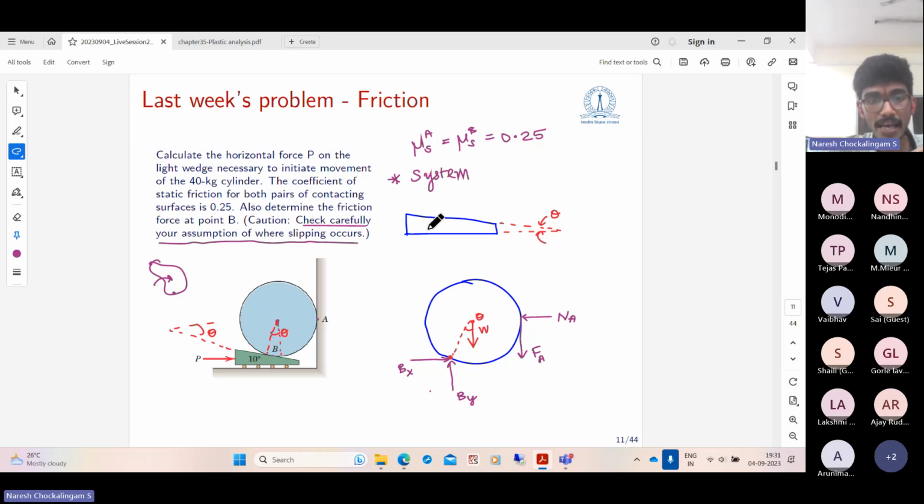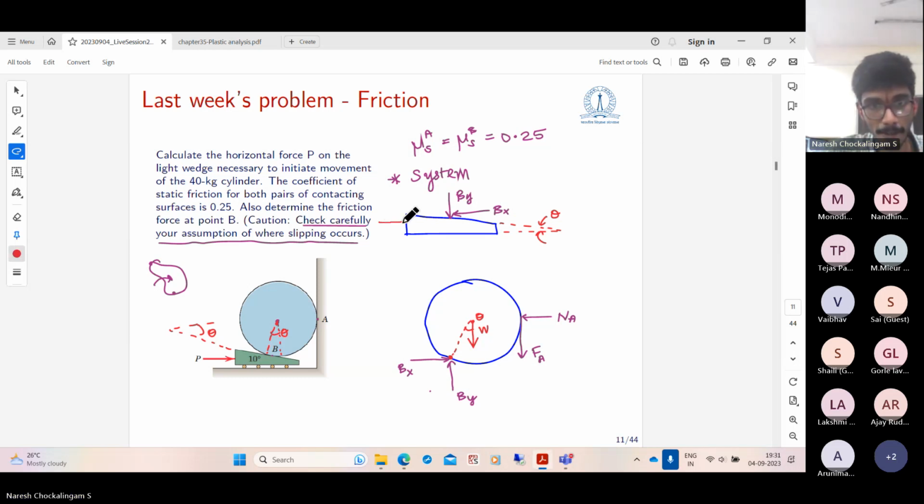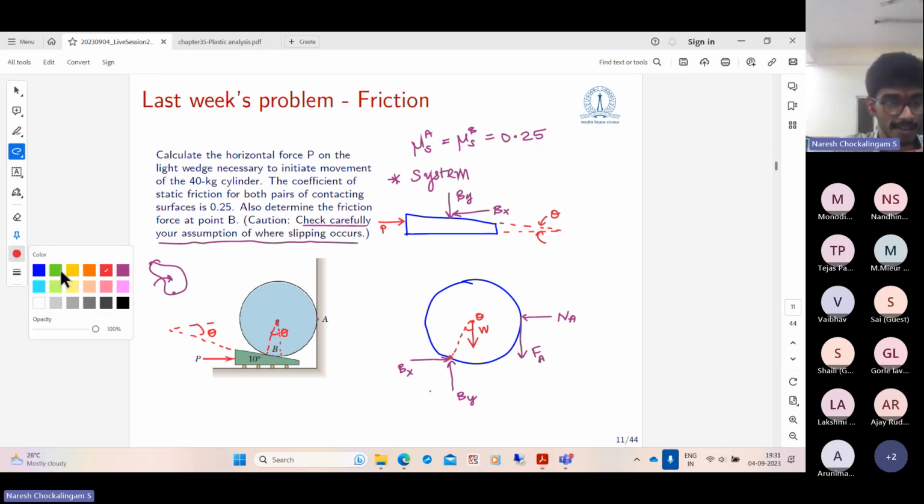Now on the wedge, you should mark equal and opposite forces, right? So By is upwards on the cylinder, which means it should be downwards on the wedge. And Bx is towards the right, so here it will be towards the left. And you also have the applied force P. Let me mark it in red color. Is that all? No, there is also the reaction from the ground. So these are frictionless rollers. You can see the wedge is supported by frictionless rollers. So there is reaction coming from the ground, which we don't know where it acts. So it is acting somewhere.